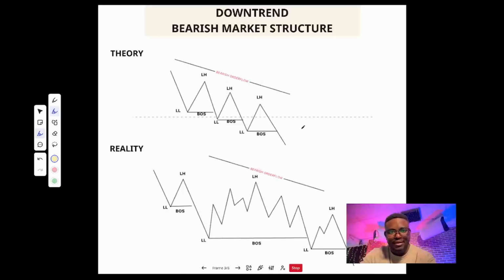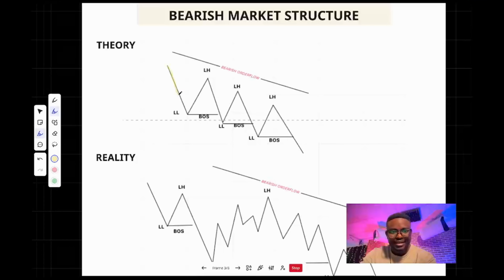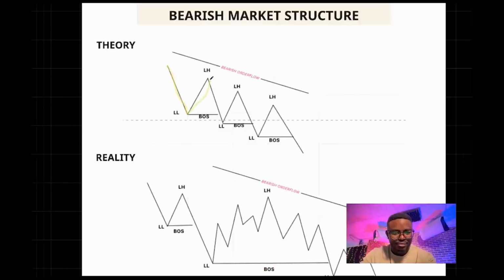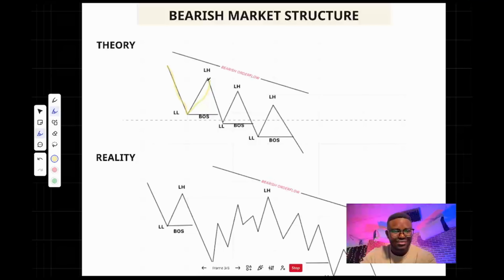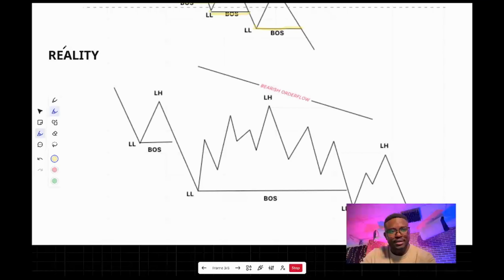You're going to see a bearish downtrend market structure. This is a bearish order flow. In theory, this is what you see in the very, very common books, but this is not how price moves. You see lower high, lower low, break of structure, lower high, lower low, break of structure, and the break of structure is termed by candle close. So lower low, lower high, break of structure, and this is your bearish order flow. But that's theory. This is what you need to focus on, reality.